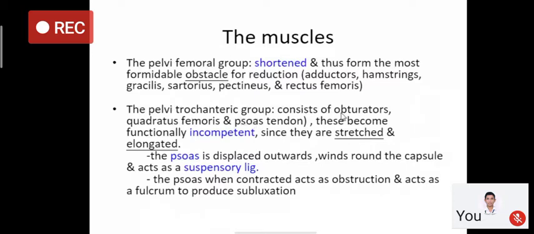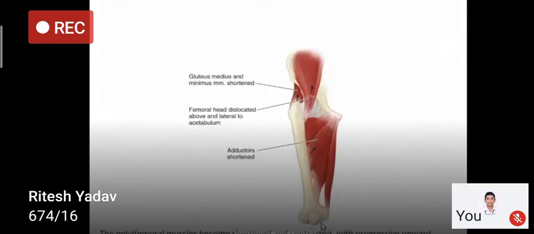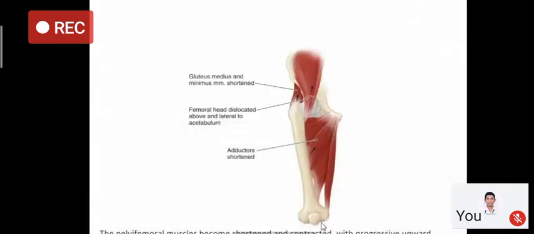Pelvitrochanteric group muscles, obturator, quadratus femoris, become functionally incompetent and they are stretched. Some are shortened, some are stretched. So the usual question asked is which muscles are stretched and which are shortened. And the psoas is displaced outward and goes around the capsule, and when contracted, acts as an obstruction for the reduction. These are the muscles.